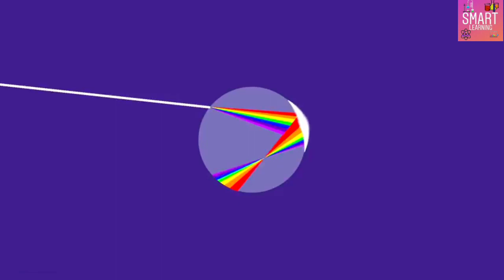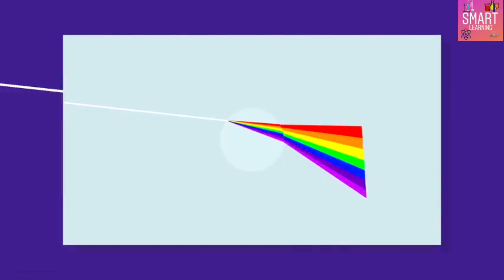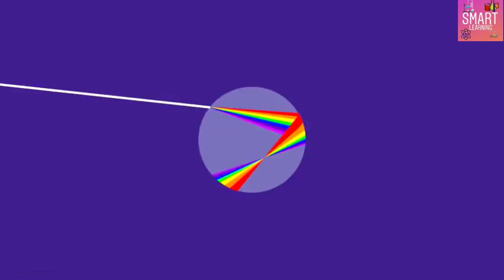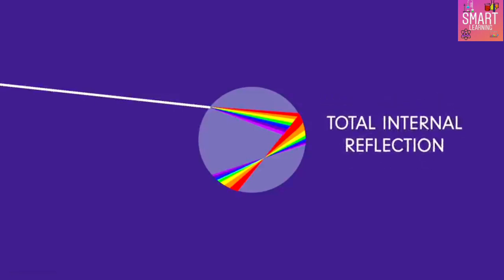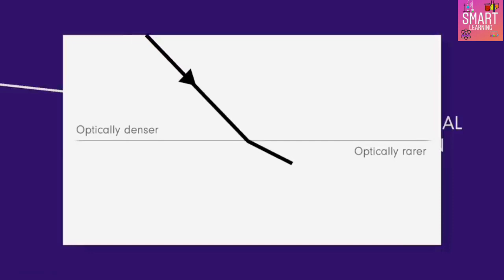But wait a moment. Look at this point. Why is the light getting reflected in the same medium? You might assume that it will pass through the air and not back into the water. This is happening because of an optical phenomenon known as total internal reflection. Let me quickly enlighten you about this.